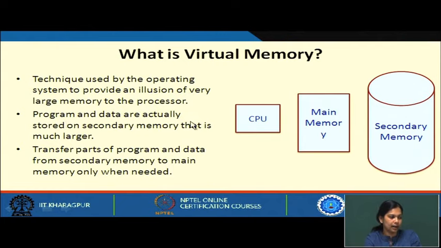Programs and data are actually stored on secondary memory that is much, much larger, and data and instructions are brought into main memory as and when they are needed. So, secondary memory is a concept where we say that we have a very large memory, but whenever we want to execute something, we need to bring that data or instruction into main memory and then it can be executed.